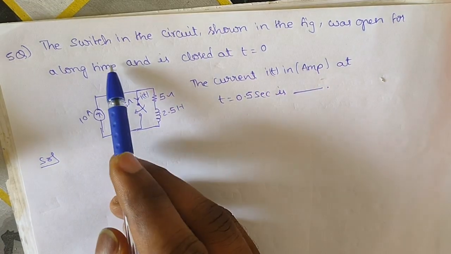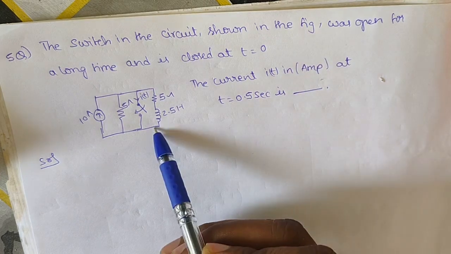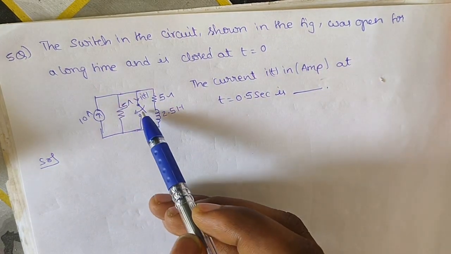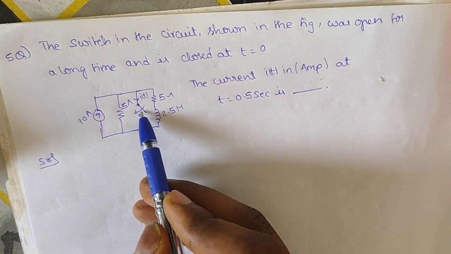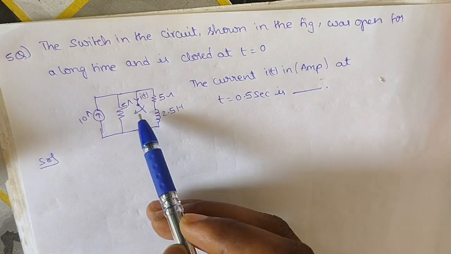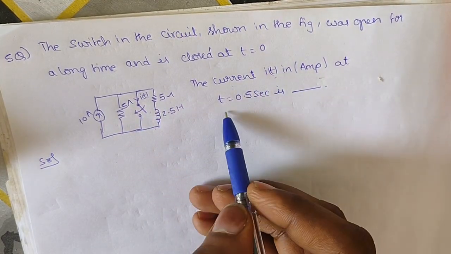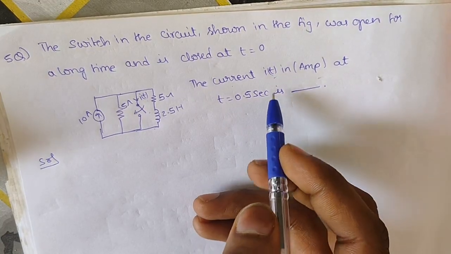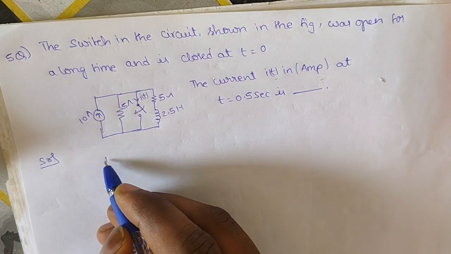In this question, the switch in the circuit shown in the figure was open for a very long time. At t equals 0 minus the switch is open, and it is closed at t equal to 0. They are asking to find the current I of t in amps at 0.5 seconds.